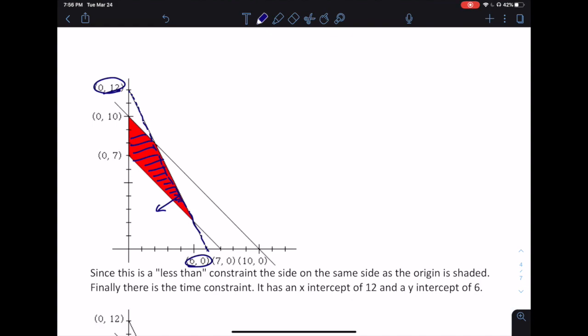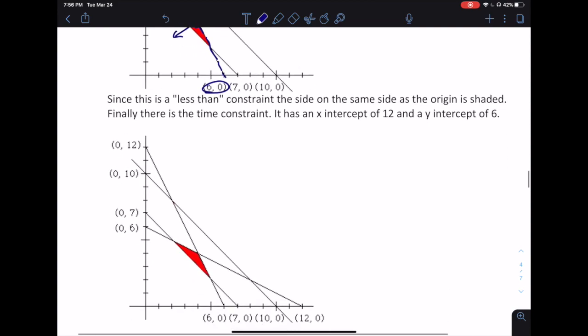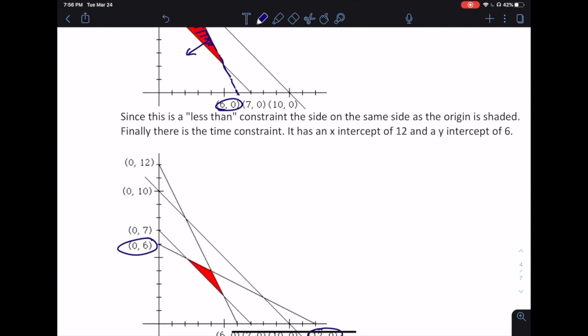And the last constraint, if you check, the intercept is 12 for the x and 6 for the y. And it is again less than or equal to. And finally, we have this area as the feasible region.